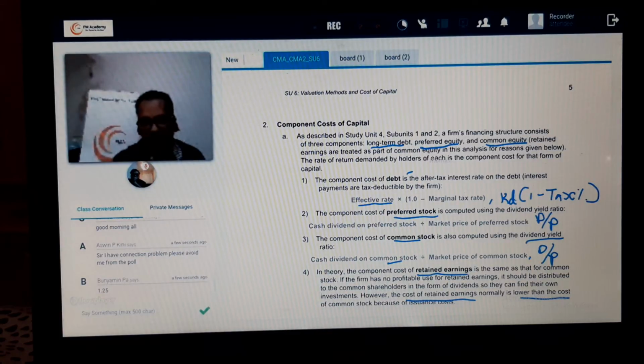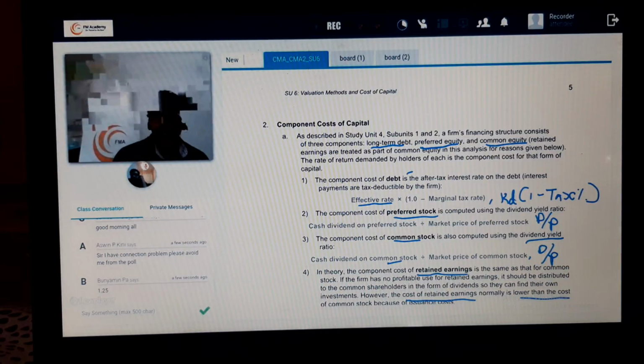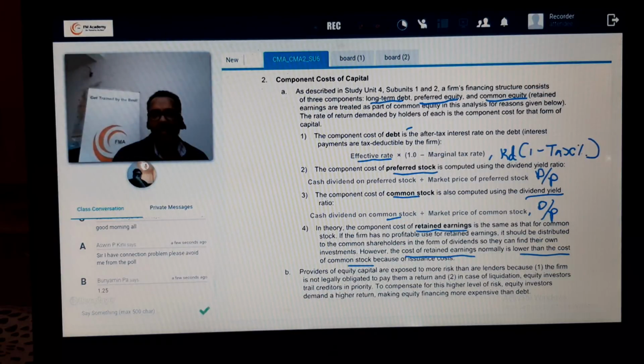We have seen earlier, when we studied in the previous unit, that equity shareholders or common shareholders are exposed to more risk. So definitely they require more return. Because of that, the cost of capital is very high, or equity financing is more expensive than debt from a cost of capital perspective. Do one thing, you read this one paragraph B.